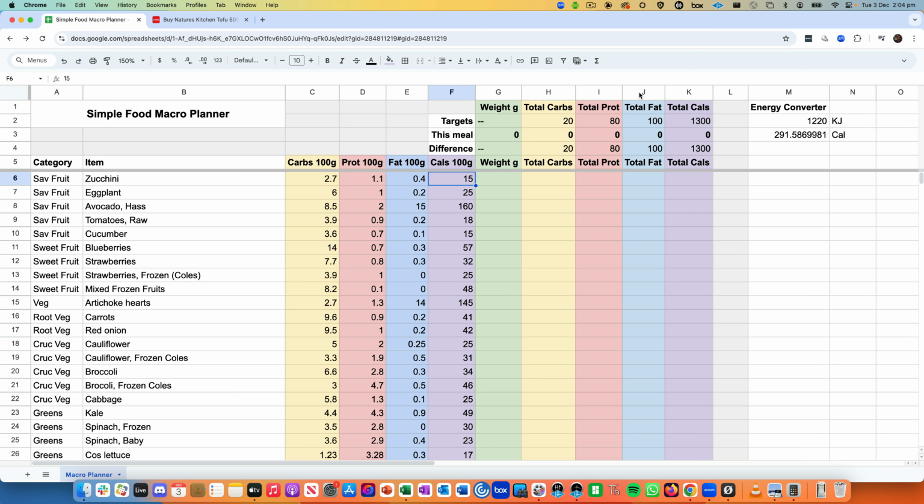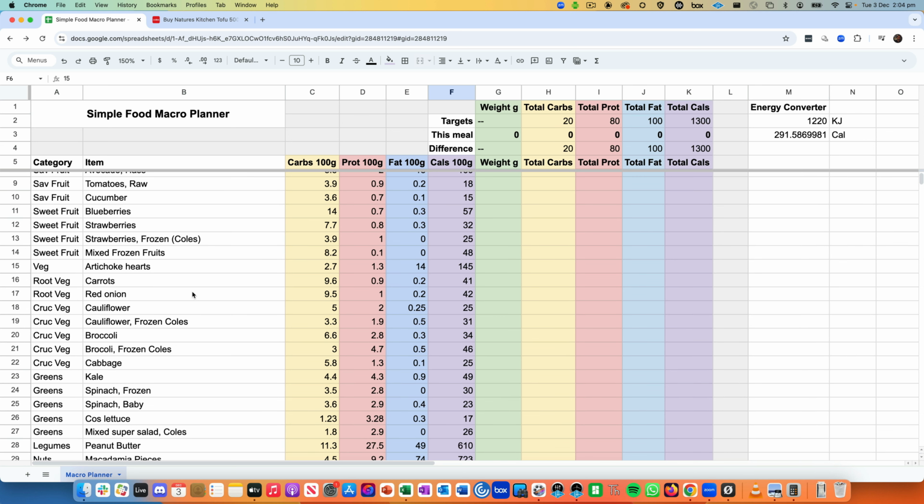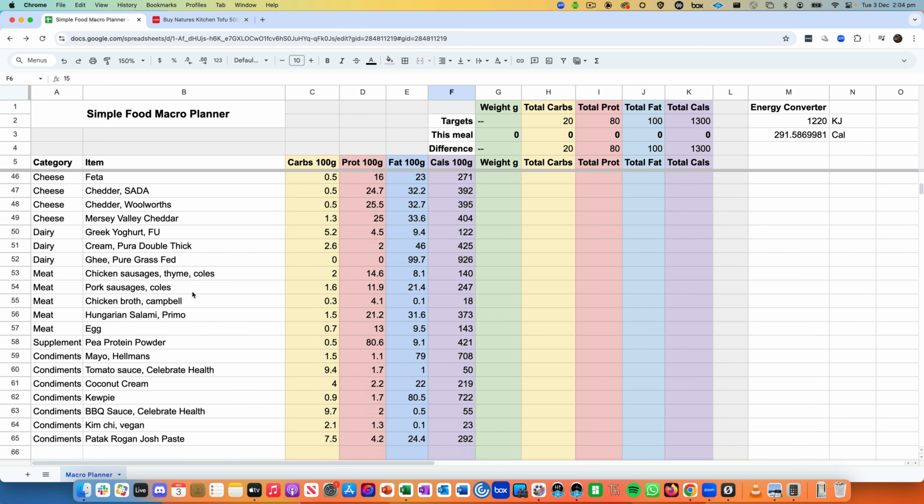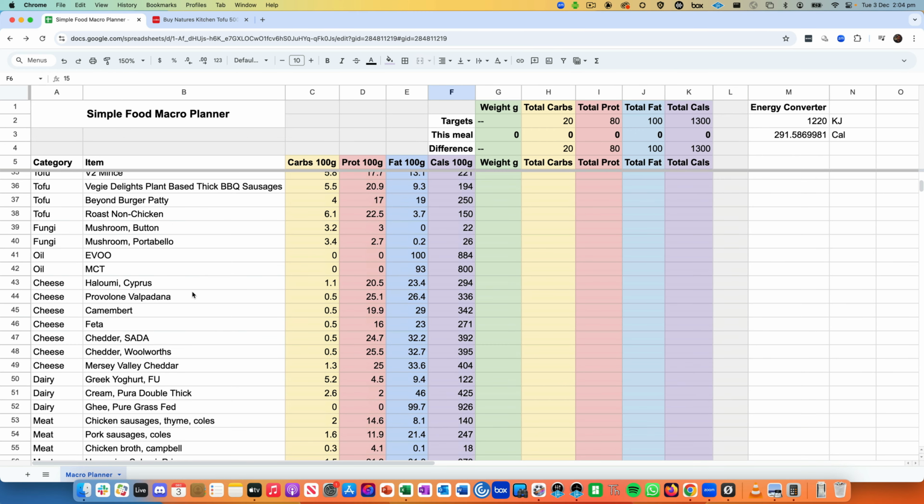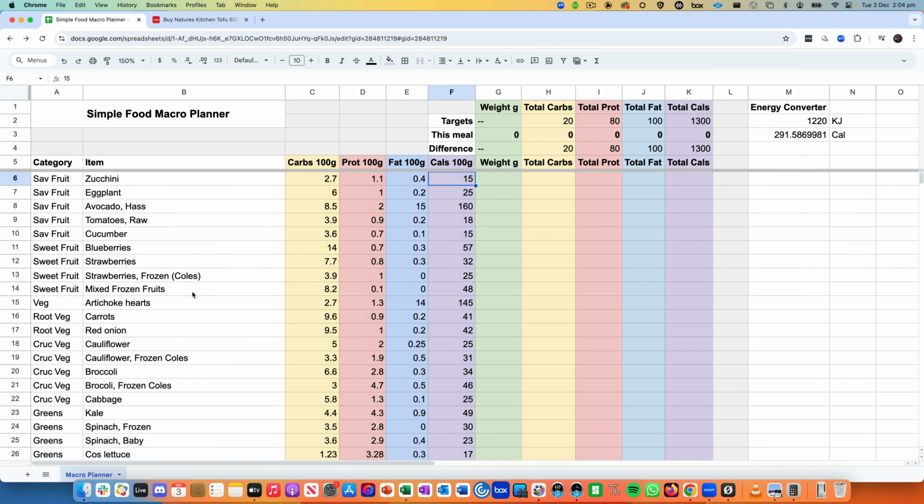That'll then start to populate this field up the top here. As I'm buying new ingredients, I'm adding to this database, and that makes things really easy if I'm buying the same ingredients over and over again.